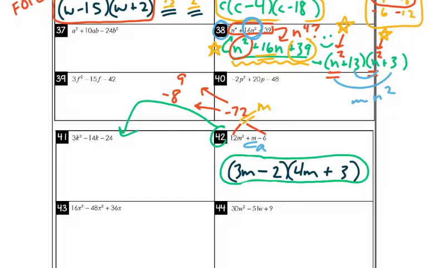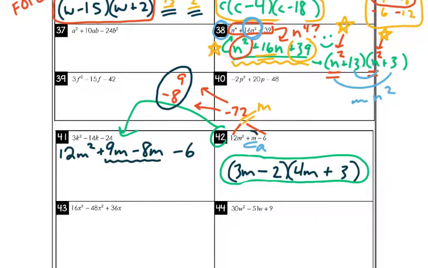Okay, ready? So now that you've done this, what you do is you keep the bookends the same. I'll keep the 12m squared, and I'll keep the negative 6 the same. I'm going to change the middle term, the plus m, using these two numbers. I'll use a 9m and a minus 8m. You see what I did? Do you guys agree that this middle term is the original m that I had in the beginning? I just broke it down using the two terms that I found here.